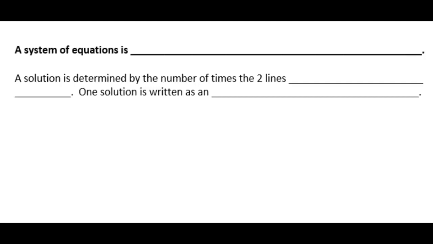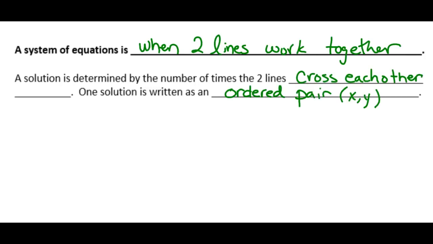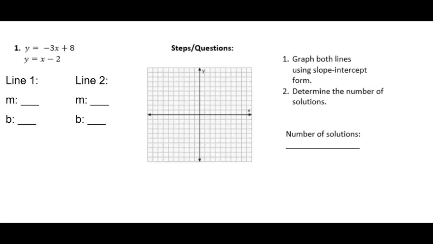Okay, a system of equations is when two lines work together on one graph. When two lines work together on one graph, what does that mean? Our solution or our answer is going to be determined when the two lines cross each other, and we're going to write our answer as an ordered pair, an x comma y. Okay? So I'm going to do one example with you.